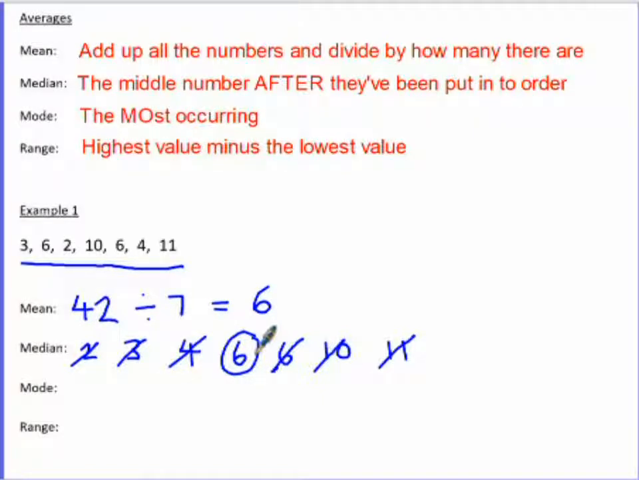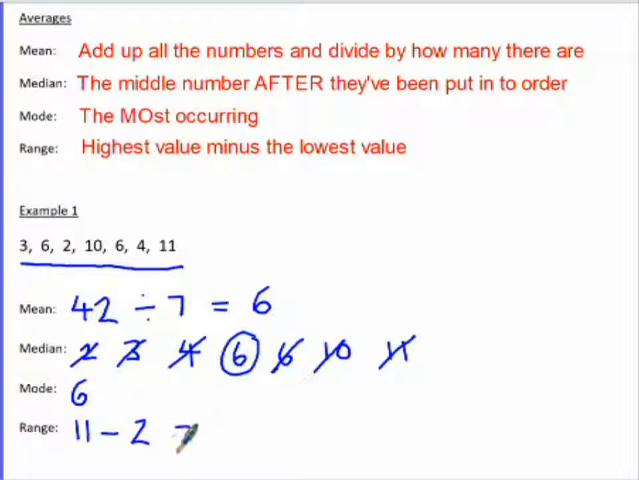This also helps us with the mode. You can see there's 1 of 2, 1 of 3, 1 of 4, but there are 2 6s and only 1 10 and 1 11. Because 6 occurs the most, this is our mode. To work out the range, we're going to take the highest value, which is 11, and we're going to minus the lowest value, which is 2, and it gives us our range, which is 9.